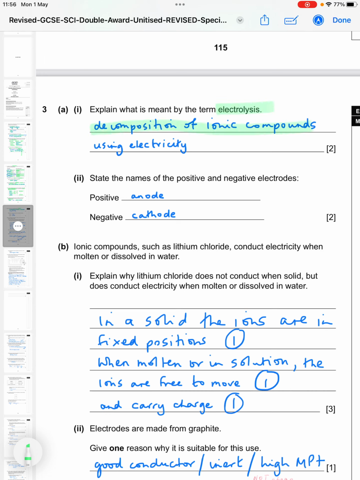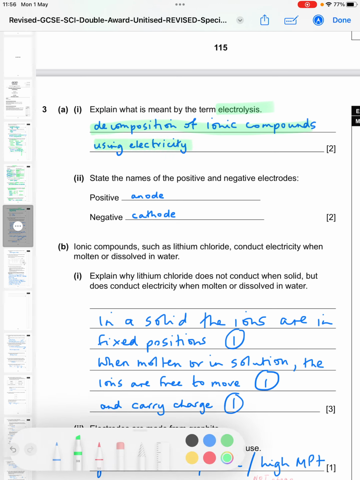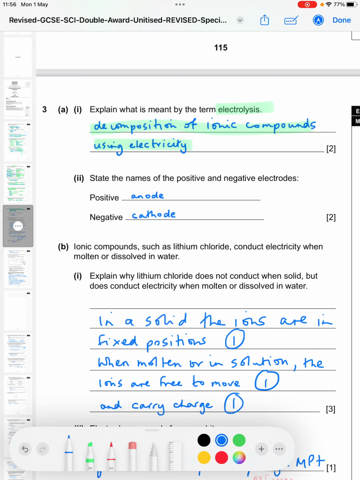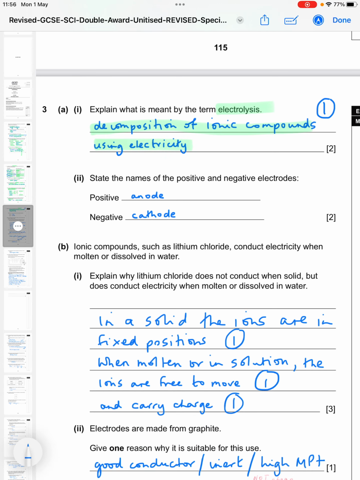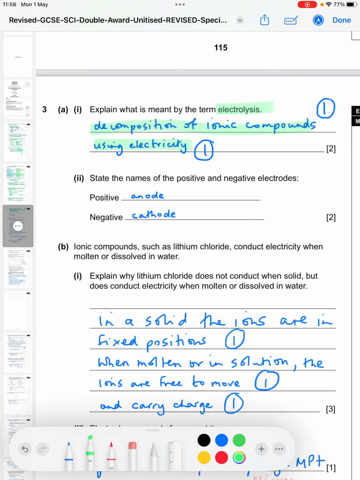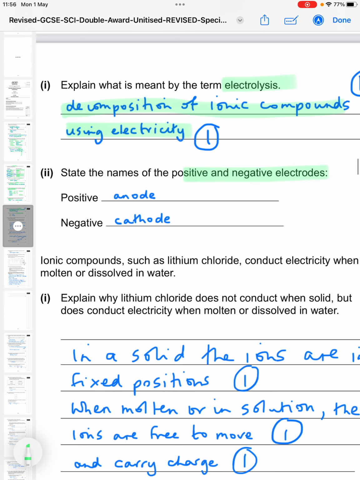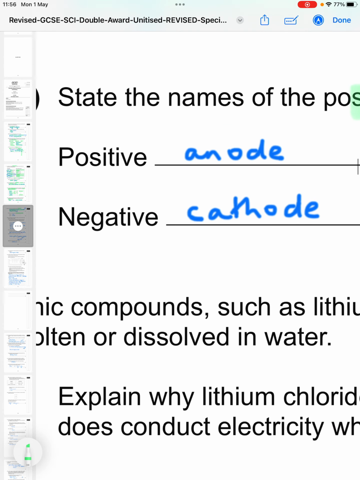Okay. Number 3, explain what's meant by the term electrolysis. So it's the decomposition of ionic compounds, that's your first mark, using electricity, and that's for the 2nd mark. Okay, so first mark for decomposition of ionic compounds, 2nd mark for using electricity.